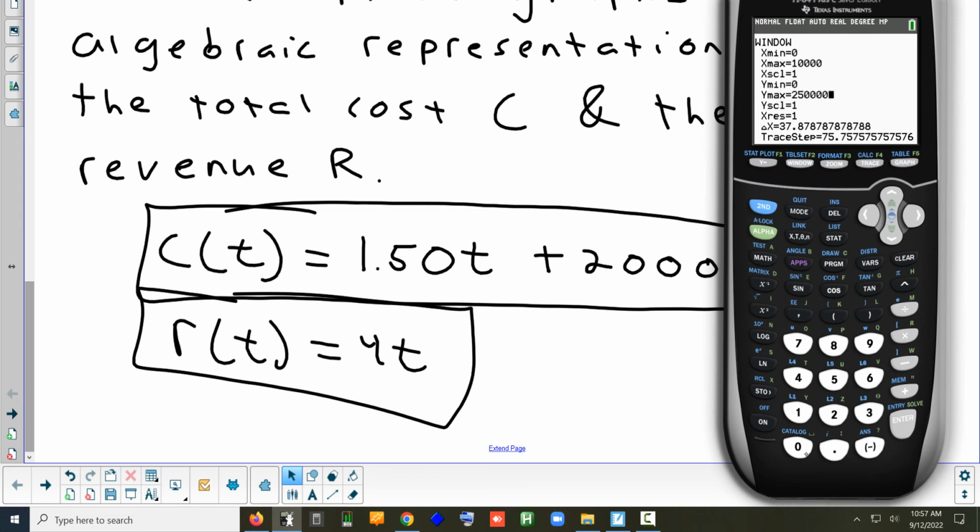Let's hit graph and see what it looks like. There's our costs and there's our revenue. It's kind of hard to tell, but the red line is steeper. Yeah, it has a slope of 4. So it's going to catch up, but not if you only sell 10,000 shirts.